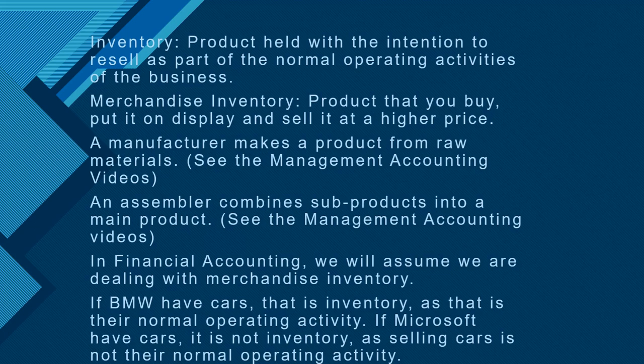Now, for example, sometimes it's not very clear. If BMW has cars, that's inventory, as that is their normal operating activity. If Microsoft has cars, it is not inventory, as selling cars is not their normal operating activity. Look at the definition: product held with the intention to resell as part of the normal operating activities of the business. So in this case, Microsoft, it is not their normal activity to sell cars. Therefore, any cars they have is not inventory. We'll see it in a few minutes. It's called PPE. It's a non-current asset, property, plant, and equipment.